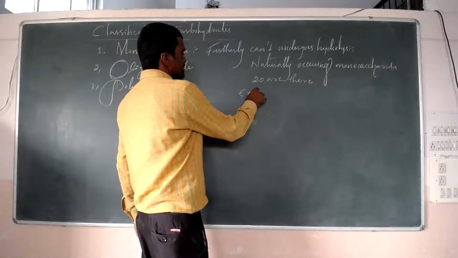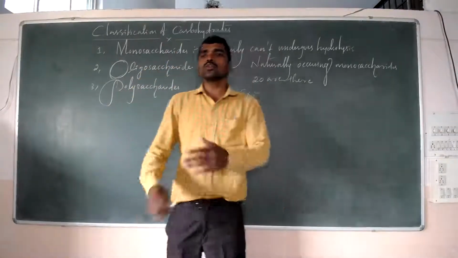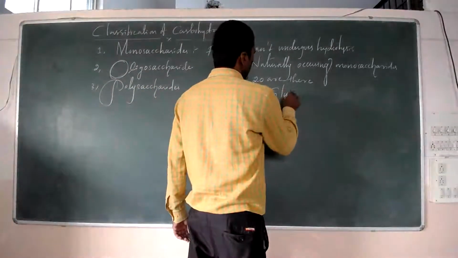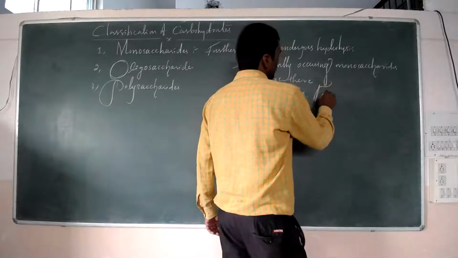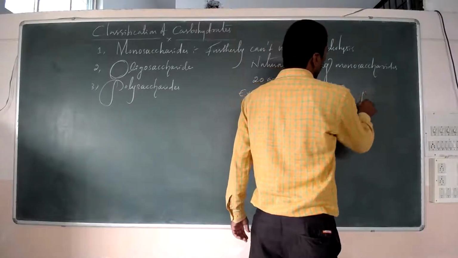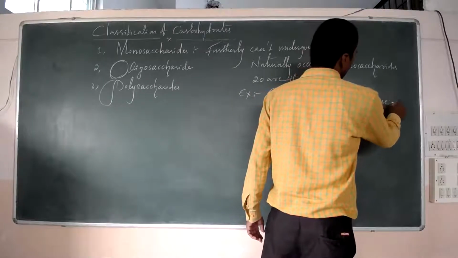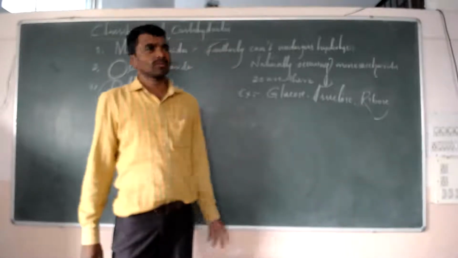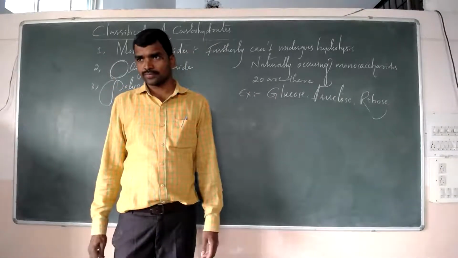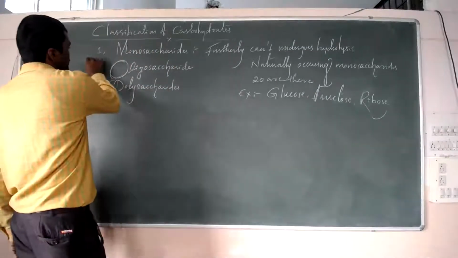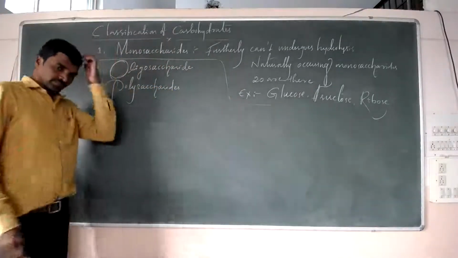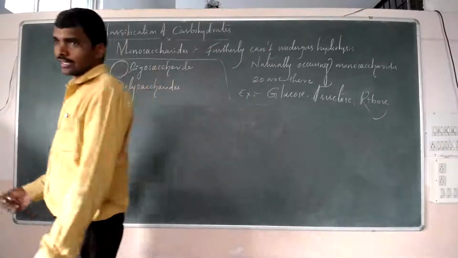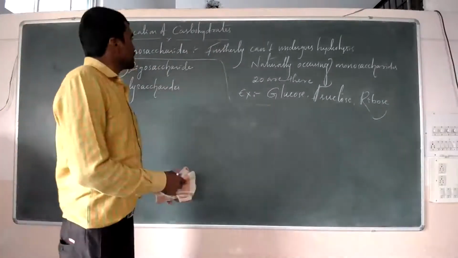For examples of monosaccharides: glucose, fructose, and ribose. These are the best examples of monosaccharides. Now we'll discuss oligosaccharides. So what are oligosaccharides?